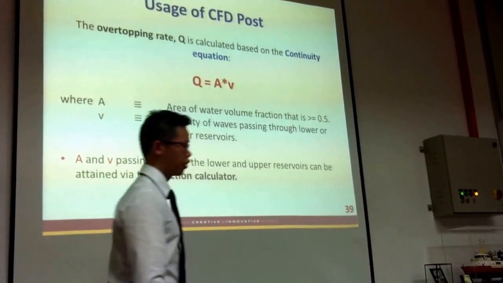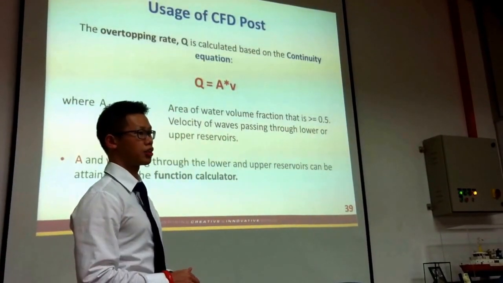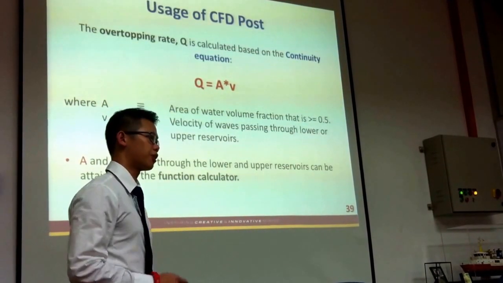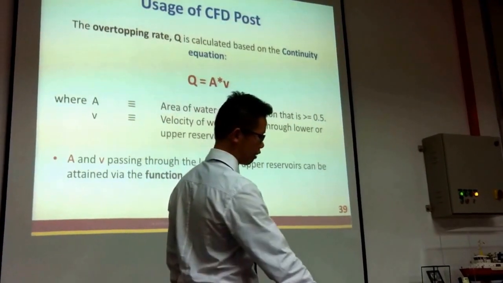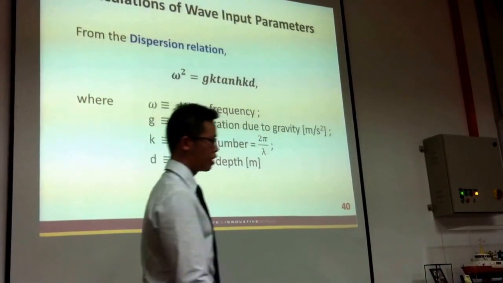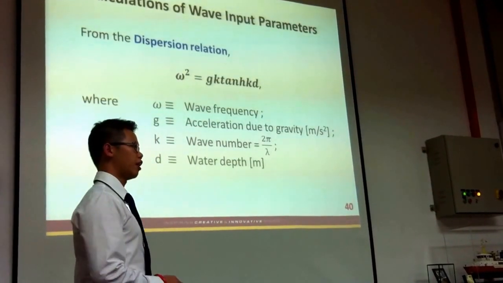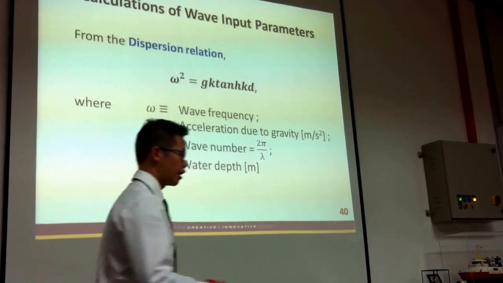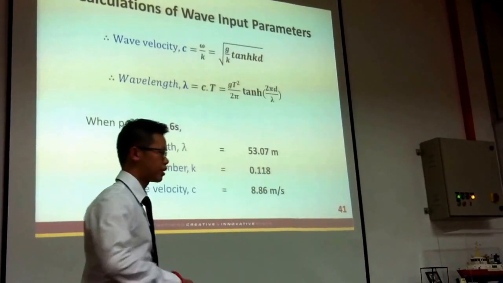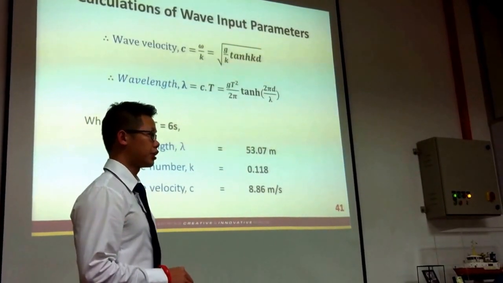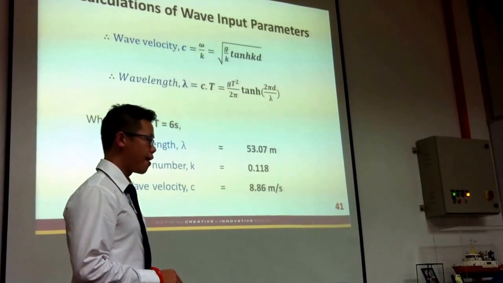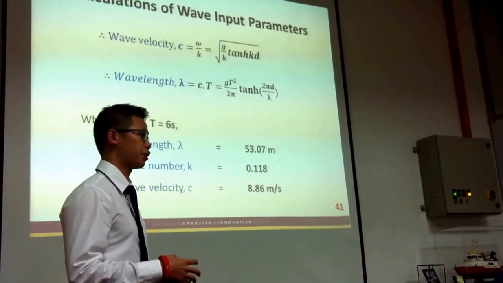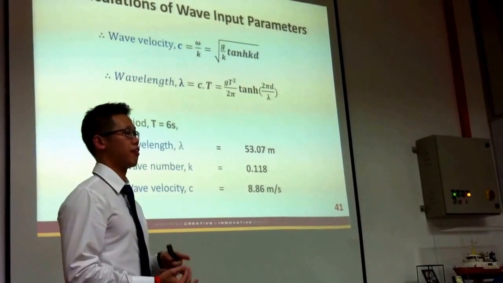So to determine the overtopping rate, I use the continuity equation, which is Q equals AV, whereby A is area and V is velocity passing through the reservoirs. So this A and V can be determined through the function calculator in CFD Post. And from the dispersion relation, which is omega squared equals gk tanh(kd), these two equations can be determined, wave velocity and wavelength. And from these equations, for a period of 6 seconds, which is according to our local wave conditions, the wavelength, wave number, and wave velocity are determined.